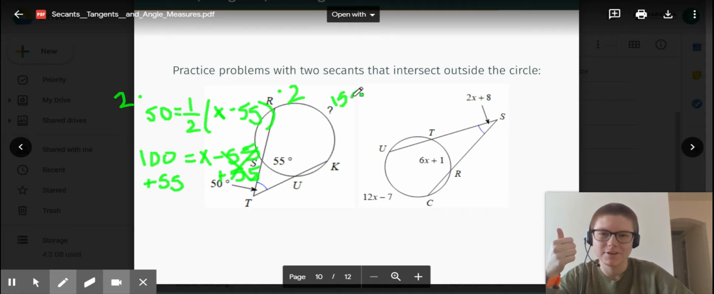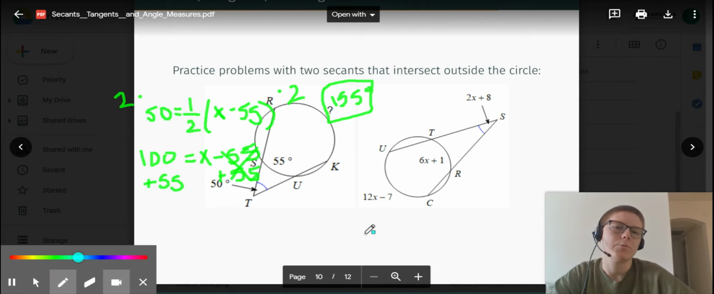All right, 155. That's it. That one was that simple. Question mark's 155 because this minus that has to be twice as big as 50. 155 minus 55 is 100, which makes that angle be 50.